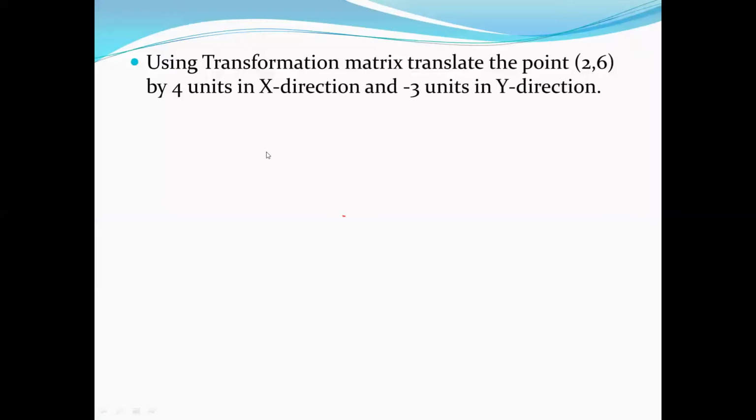So you can see the first problem is based on the translation. So here the problem is like that. There is a point whose coordinate is 2, 6. Now we have to translate the point 4 units in x direction and minus 3 units in y direction. Fine.